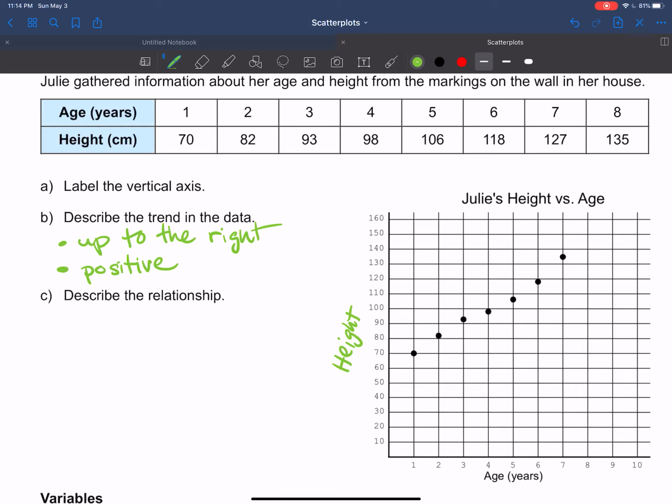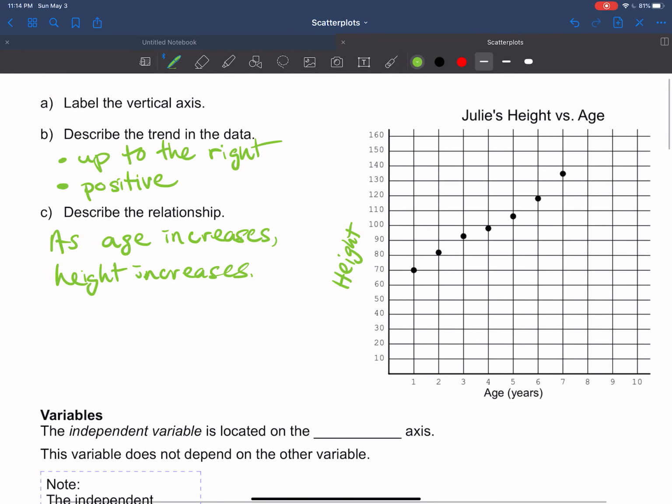Now it says describe the relationship. That's when we have to use words. So I would say as the age increases, height increases. Pretty much every time you write this, you're going to say as this thing, whatever's down here, increases, what's happening to that? So in this case, it's age and height.